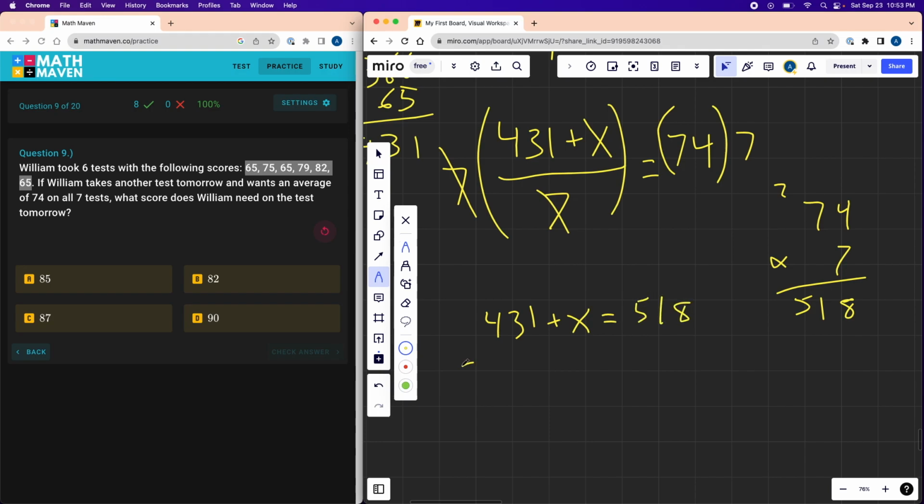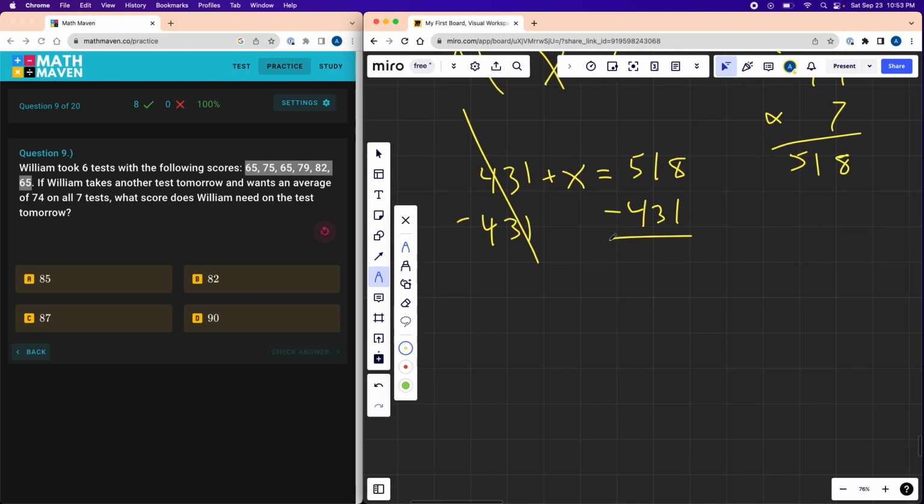Now subtract 431 from each side, so those will cancel out. Let's see, that is going to give us 87. So X just equals 87. William needs an 87 on this next test in order for all of his tests to average to a 74.